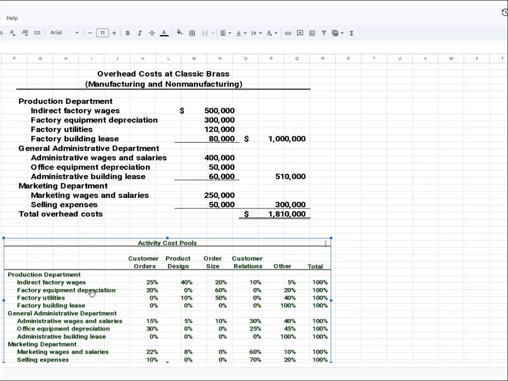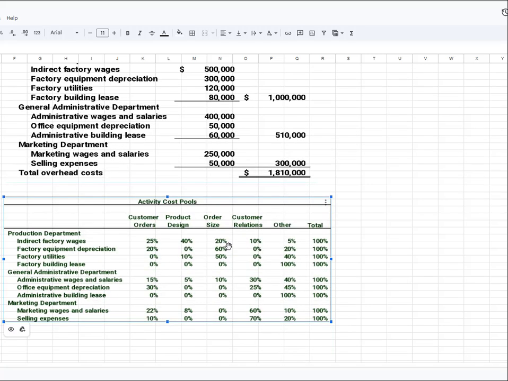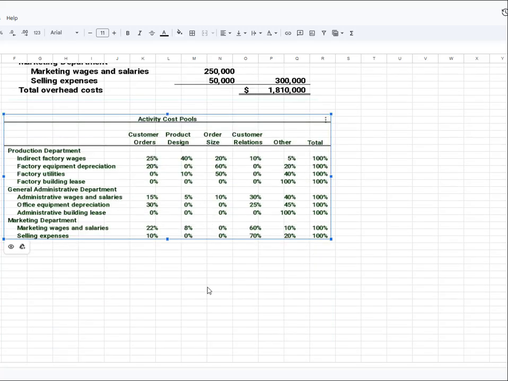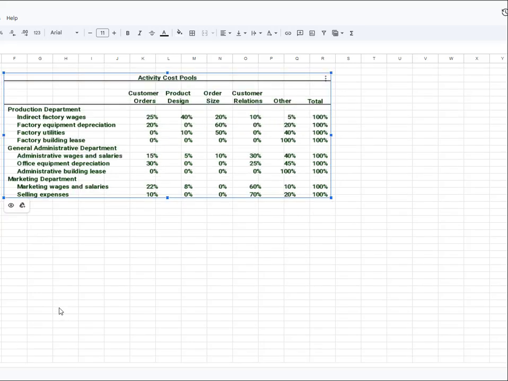So then we're like, okay, factory equipment, customer orders uses 20% of it. Great. Factory utilities, customer orders use 0% of factory utilities. Okay. 0% of the factory building lease. Okay. But they use 15% of administrative wages and salaries. Cool. All right, so you go through each one of these according to their activities. So we're effectively taking this and splitting it across all of these according to this total. So our textbook has done that for us. So what I'm going to do is bring that on screen, and then I'm going to prove one of the columns to you and go from there.